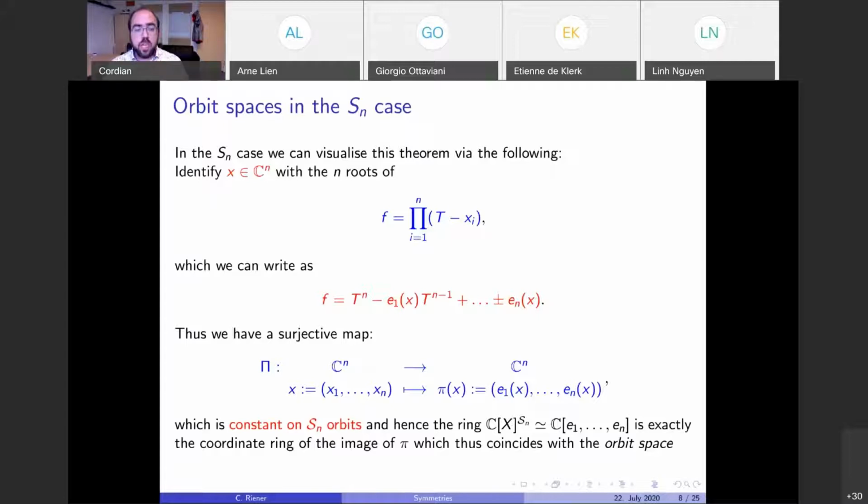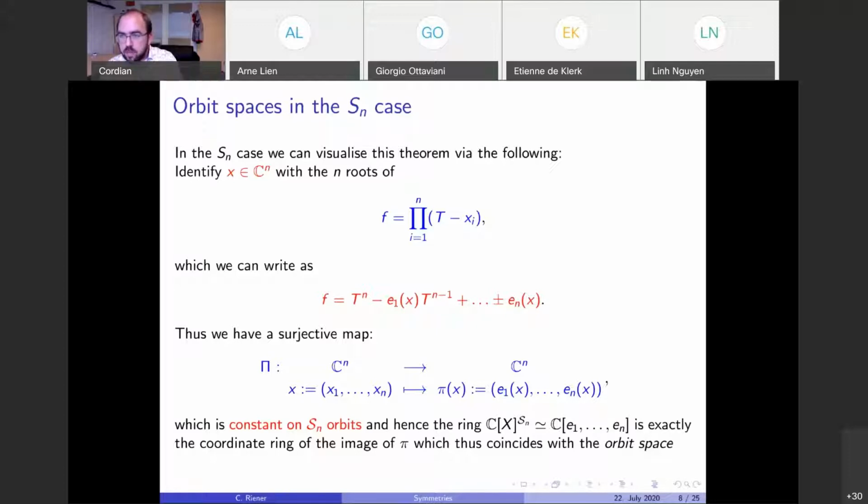So we have a surjective map from Cn to Cn that just identifies x with the evaluation of x at the elementary symmetric polynomials. And of course, this is constant on Sn orbits. So the ring of invariants is isomorphic to the ring generated by these elementary symmetric polynomials. And in fact, this is nothing else than the coordinate ring of the image, which is the orbit space. Okay?